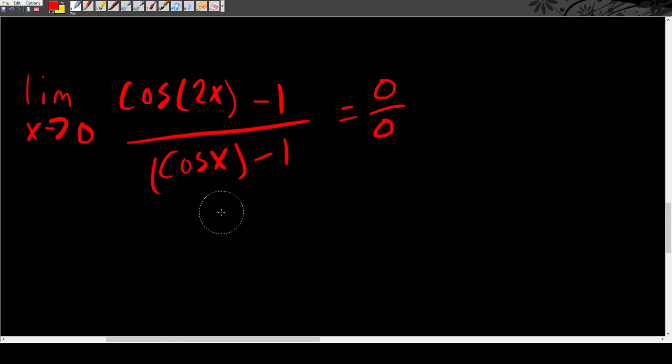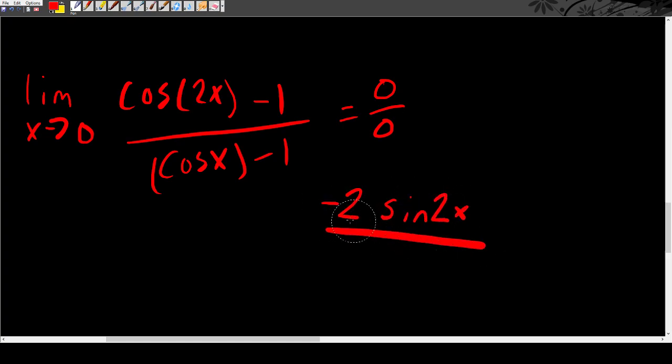So I'm just going to go ahead and take the derivative. So negative sine of 2x times 2 is the top. Let me rewrite this so it's not horizontal. Sorry for swearing. Sine 2x over negative sine x, limit.